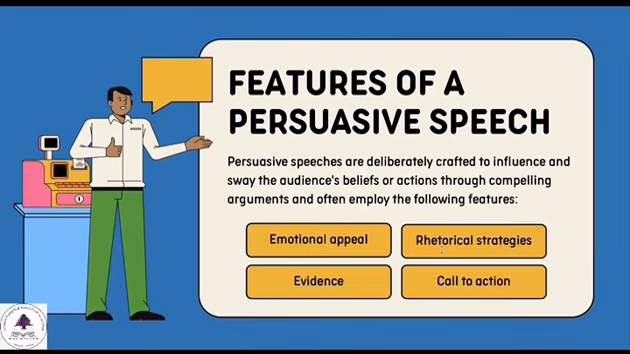Now, features of a persuasive speech. Persuasive speeches are deliberately crafted to influence and sway the audience's beliefs or actions through compelling arguments, and often employ the following features. You should have emotional appeal. You should include emotions in your speech in order to make the audience feel a way towards the topic or the thing that you are talking about.